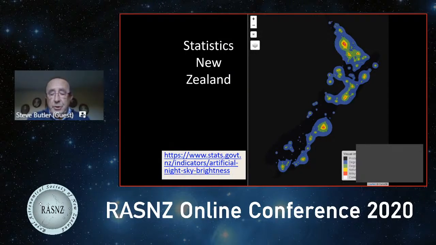So Statistics New Zealand also have a web page related to light pollution, and this is a chart from their site. That's an image of New Zealand at night showing light pollution.